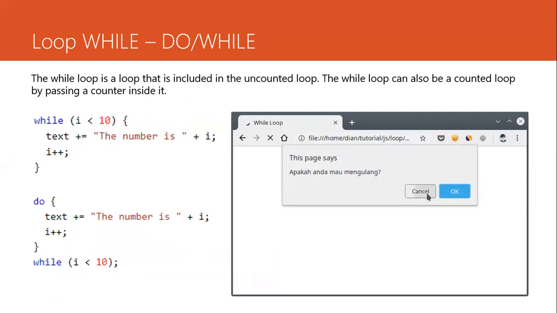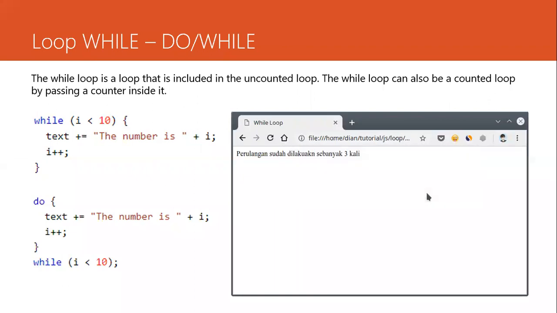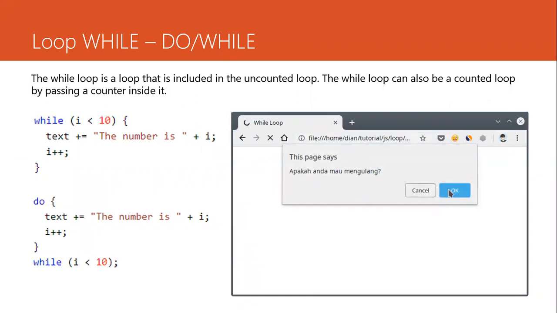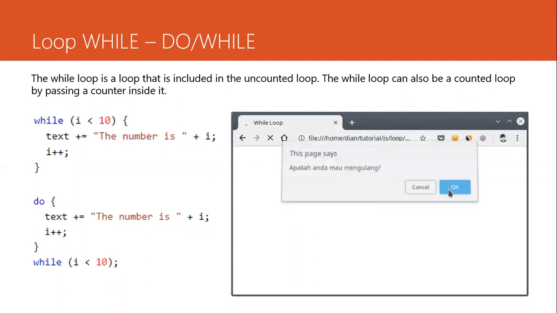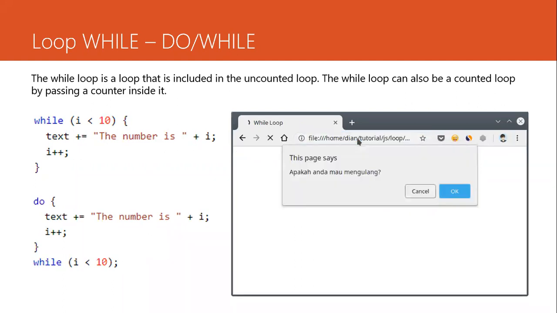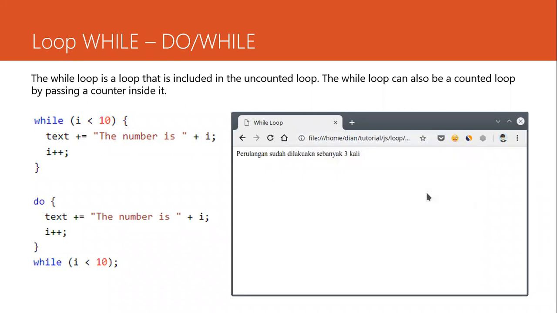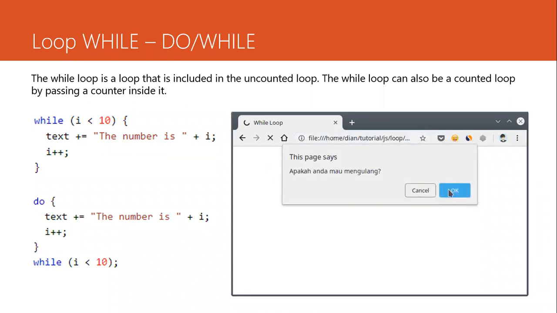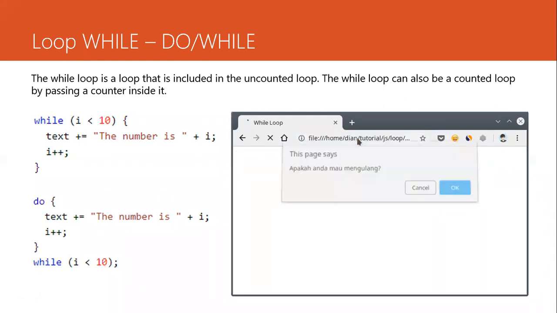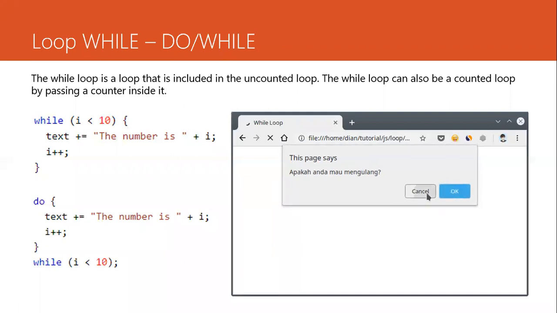Okay, so this is the example of while. In while, we check the condition first. If it meets the condition, we will run the block of code. But in do while, we run the block of code first. After that, we have to check the condition. If the condition is met, after that we can run the block of code again.